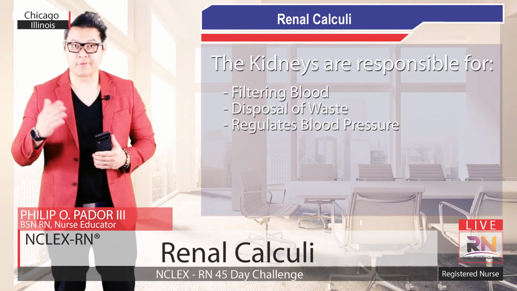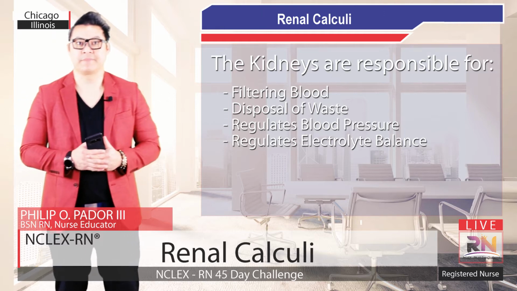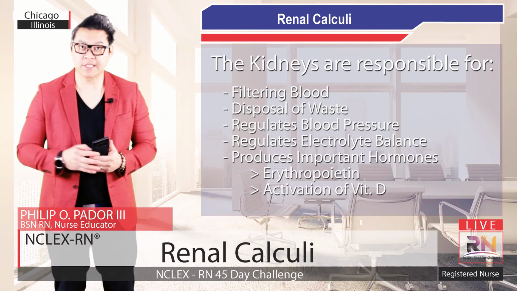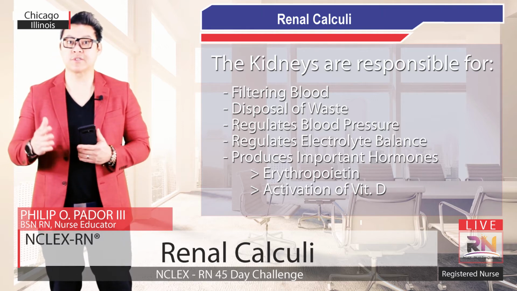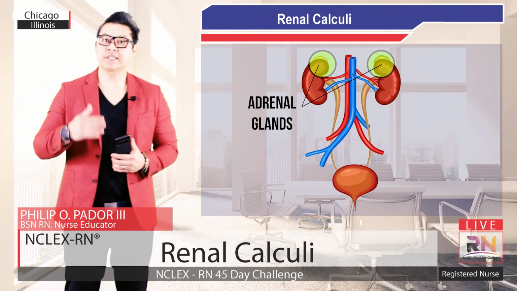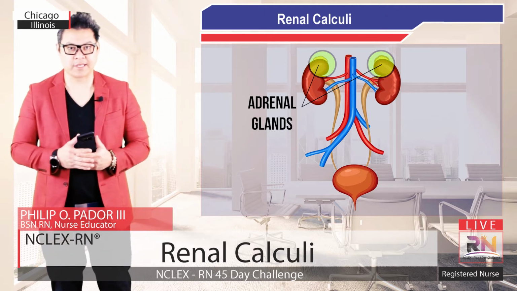The kidneys are organs responsible for filtering the blood and disposing of waste. It is important for regulating blood pressure and regulating electrolyte balance. It is also responsible for producing some important hormones such as erythropoietin and the activation of vitamin D. Here is the adrenal gland, which are again the endocrine glands that sit above our kidneys.